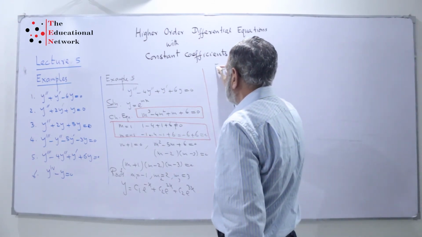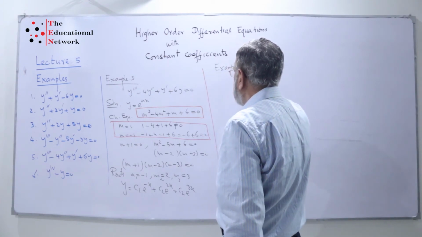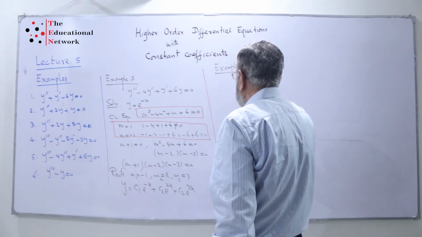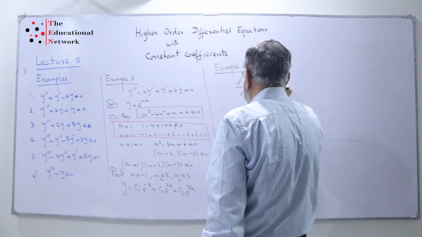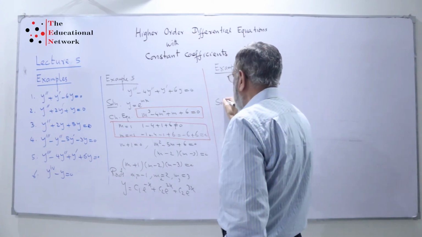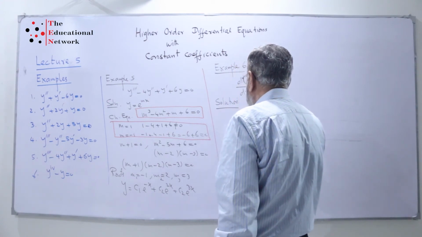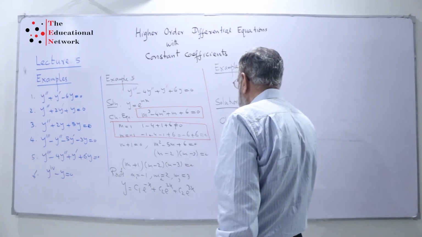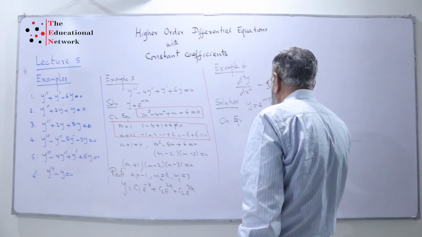In example 6, we have an equation of the fourth order. They are very rare, but anyhow we have d^4y/dx^4 - y = 0. Solution of this one, as before, we substitute. Our method is we take y = e^(mx) as a solution. We get the characteristic equation by substituting in this equation. We'll get m^4 - 1 = 0.